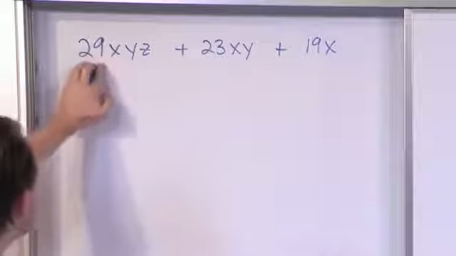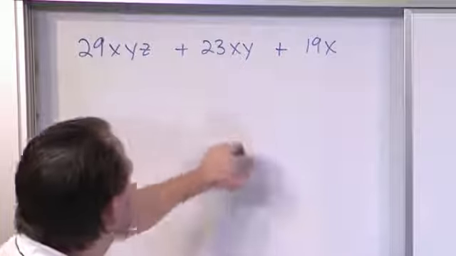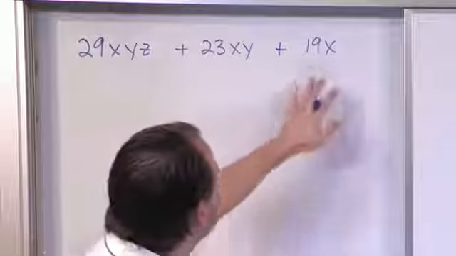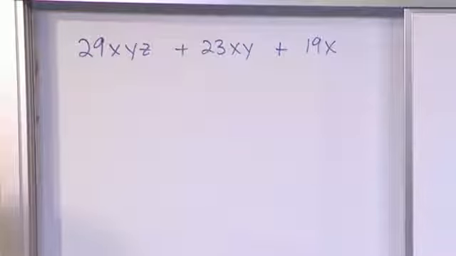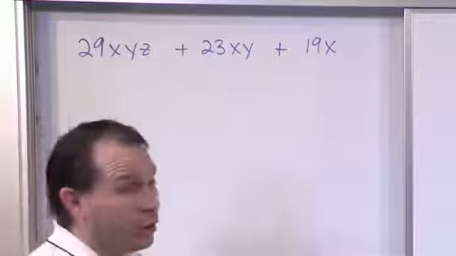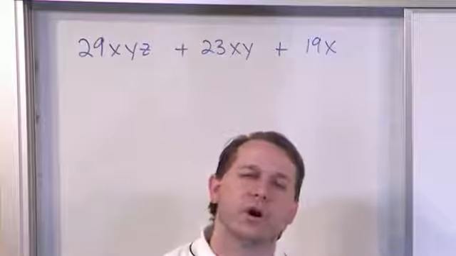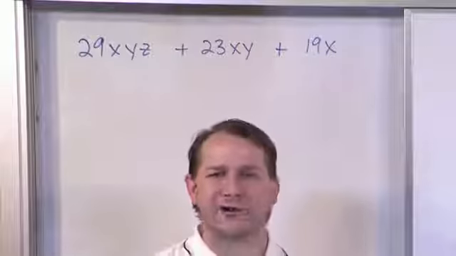And again, I could ask you, what's the coefficient of this term? And you would tell me 29. And I could say, what's the coefficient of this term? And you would tell me 23. And I would say, what's the coefficient of this term? And you would tell me 19. And that's all correct. But what I want to do really is illustrate with this problem a new word that you'll see a lot. And that is the word factors. Factors of a term, right?